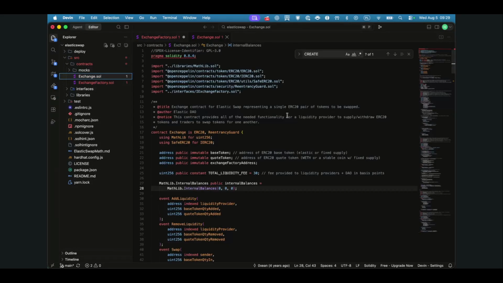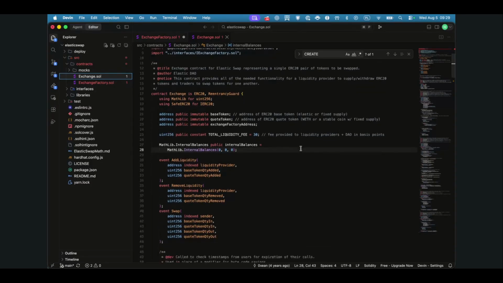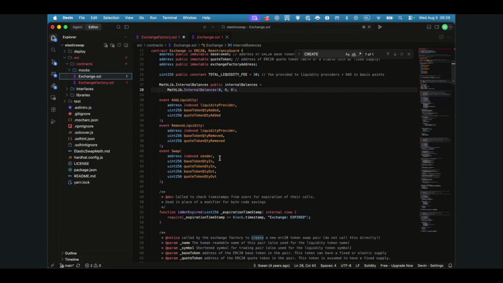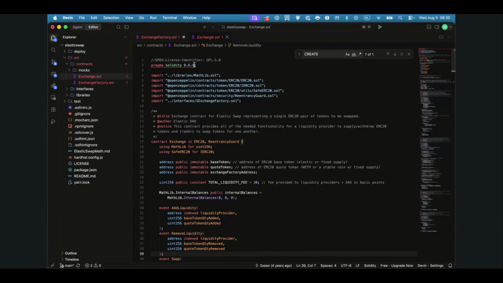Let's have a quick look at the exchange. It says that this contract is representing the single ERC20 pair. Okay, so here we will have add liquidity, remove liquidity, and swap. Okay, there were quite some things to consider. I remember the potential issues here, but yeah, let's have a look at the code. Yeah, and this one is already using Solidity 0.8.4, and Uniswap V2 was using 0.5, if I'm not mistaken.